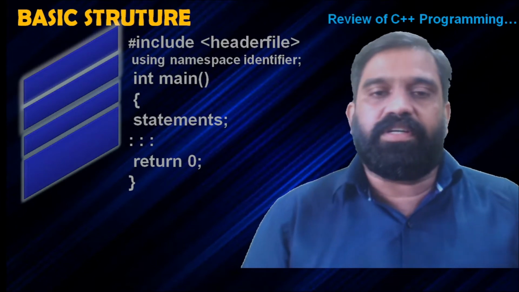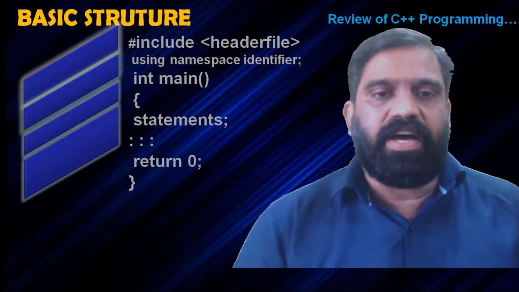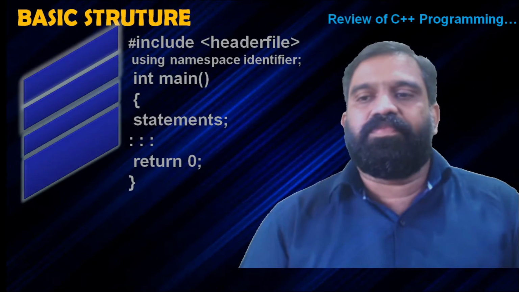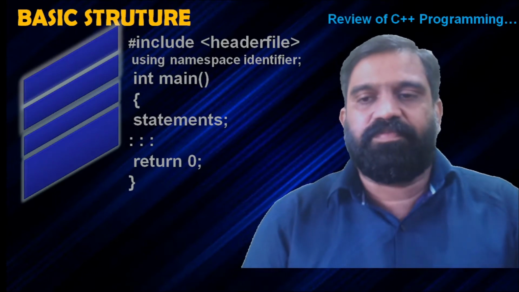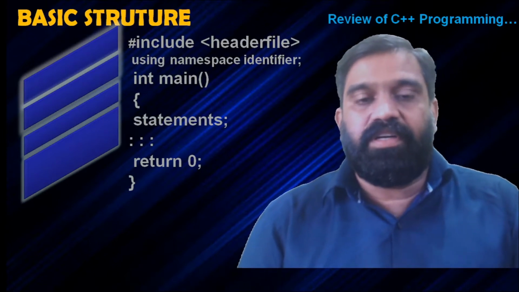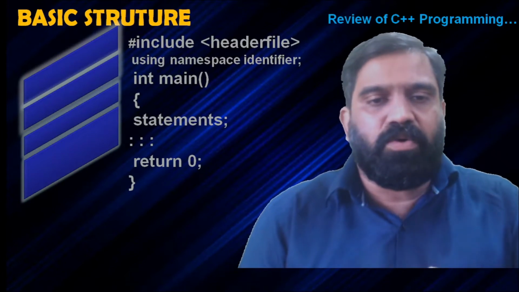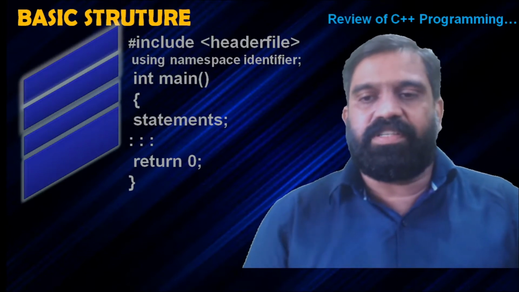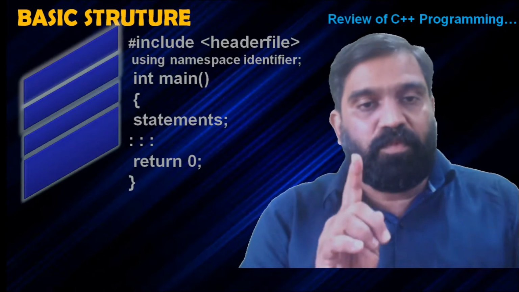Let us look at the structure of a C++ program. The first line is called the preprocessor directive, the second line is the namespace statement, and the third line is the function header, followed by a set of statements enclosed within braces. Okay, let us discuss each of these parts of the program one by one.